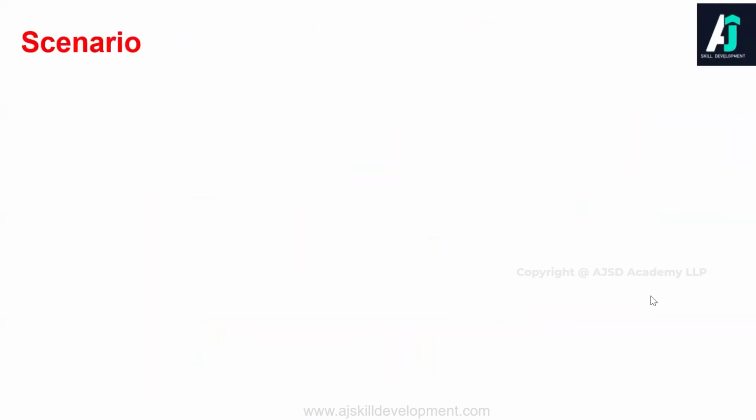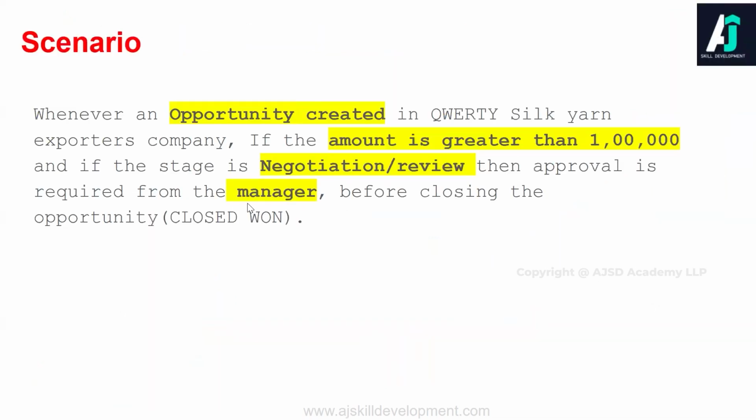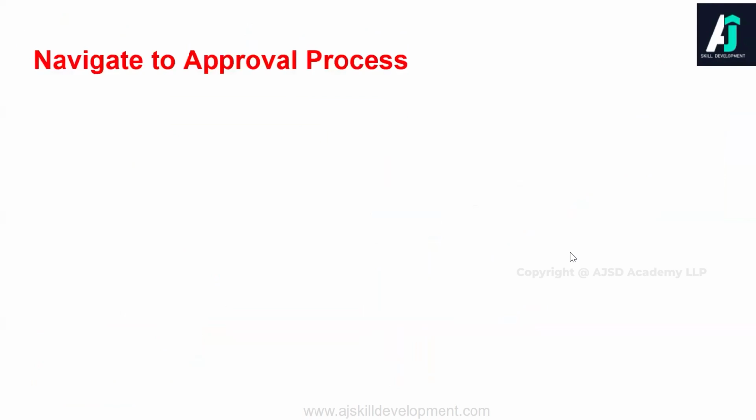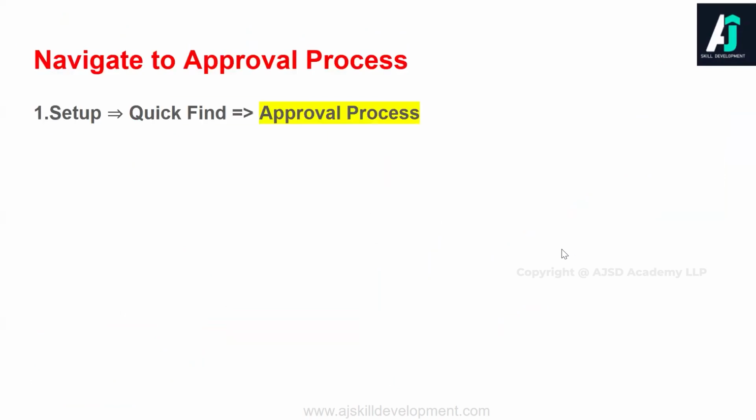So this is the scenario. I have given it in the form of text also, you can just go through this. Now let us start creating the approval process. How to navigate to the approval process first? You have to go to Setup and Quick Find. In the Quick Find, you have to type approval process and navigate to the approval process.